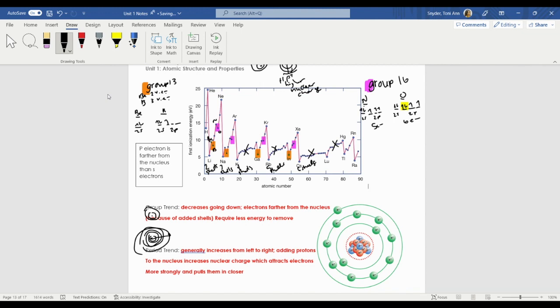Coulomb's law says that opposite charges attract one another. Within this shell, right here, that last valence electron, once I add that next electron, those electrons start to repel one another. And because those electrons repel one another, it's easier to remove that last valence electron. It all comes down to electron repulsions in this case.